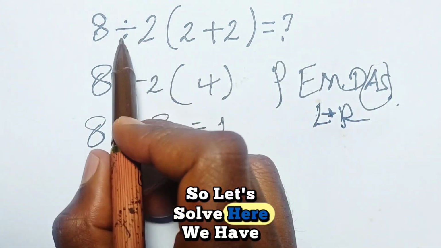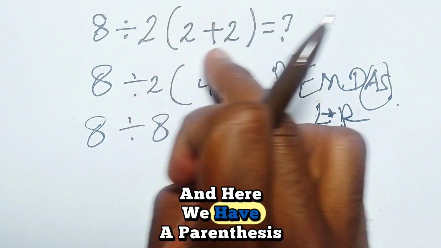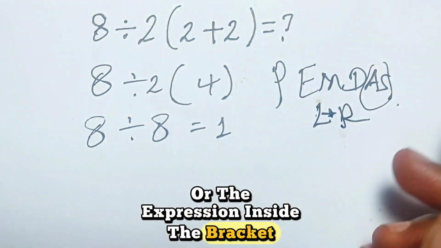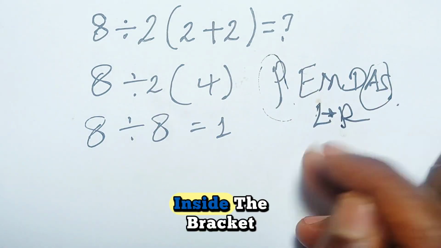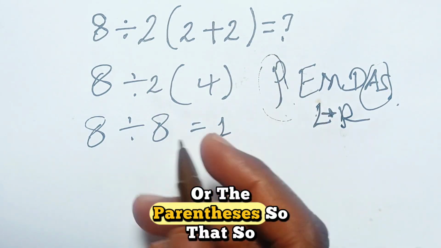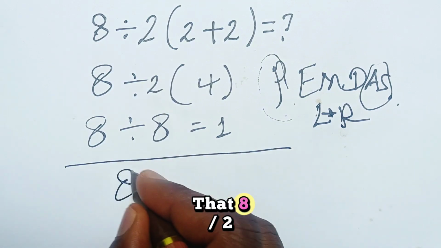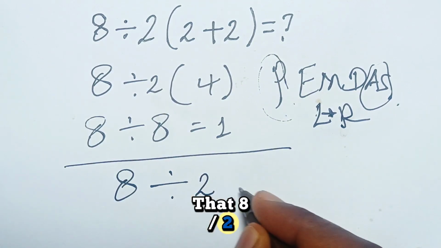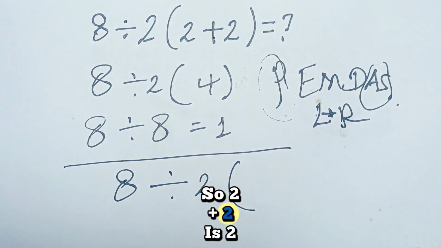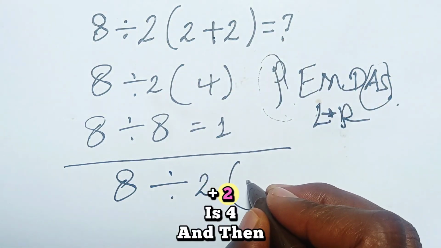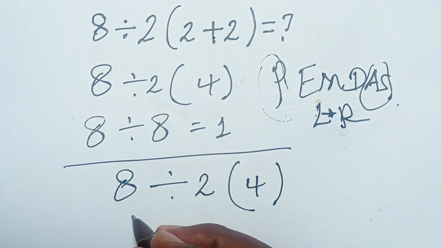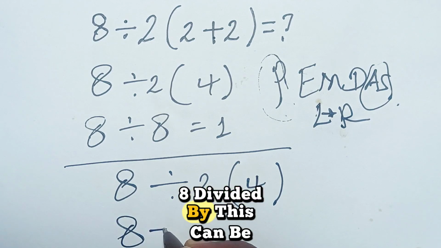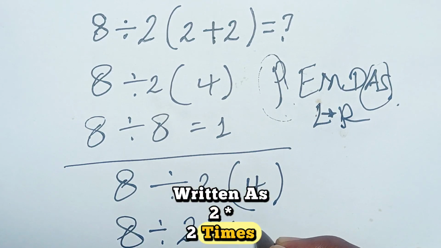So let's solve. Here we have a division, and here we have a parenthesis, or the expression inside the bracket. So before the division, you have to solve the expression inside the bracket. So 2 plus 2 is 4, and then we can write 8 divided by 2 times 4.